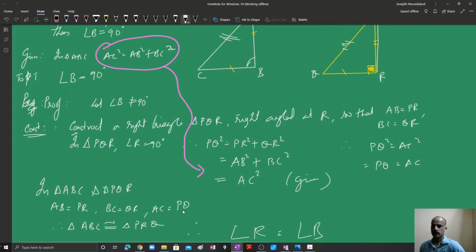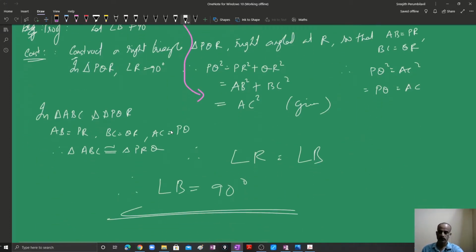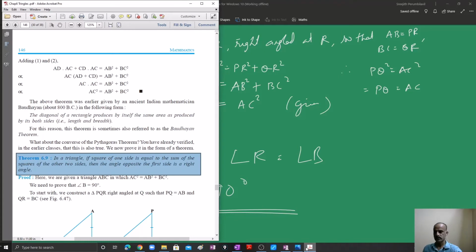So what we have done is, we constructed a triangle assuming the given triangle is not a right angle triangle, so this angle is not 90. We construct a right angle triangle with these measurements. But when we do so, the third sides are also equal. That means these are two triangles in which all three sides are equal. Therefore, they are congruent, by SSS congruence. So angle R is equal to angle B. Therefore, angle B is equal to 90 degrees. Hence the proof. Clear?